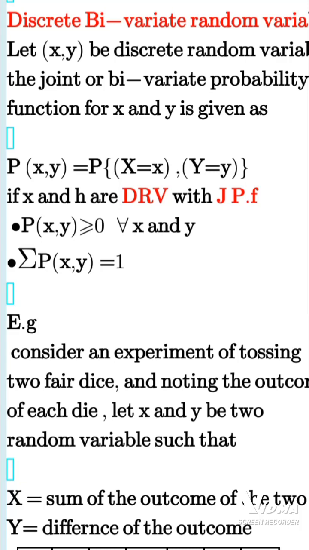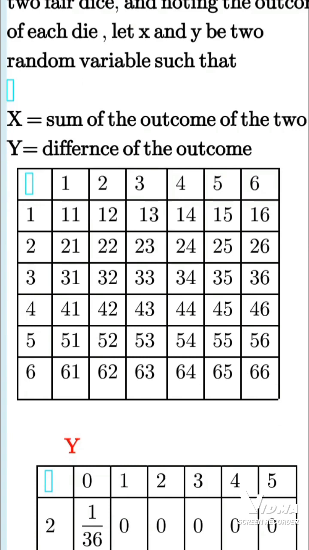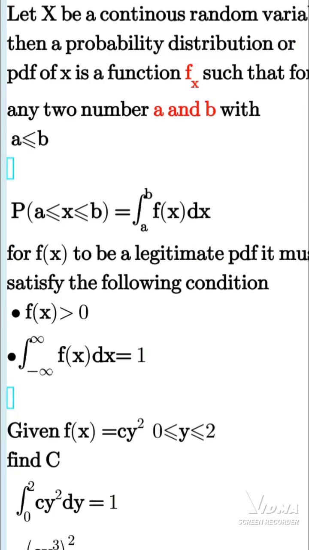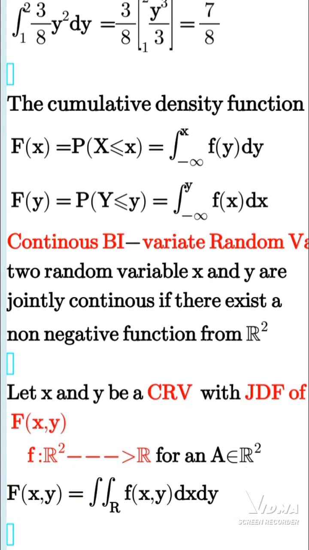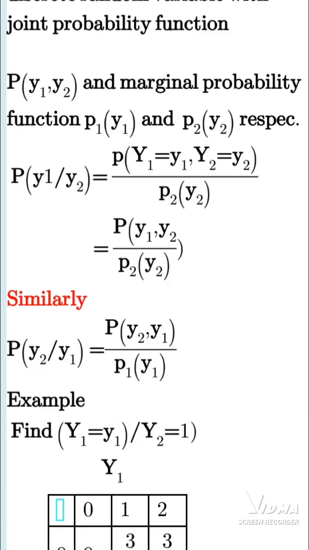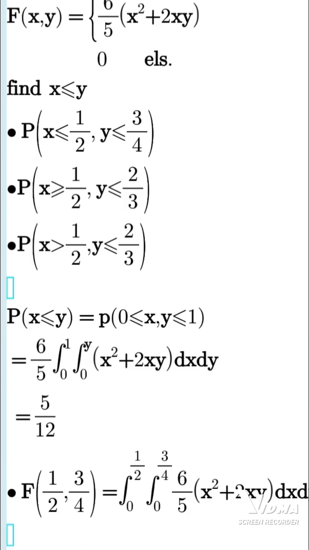Probability, and I'll be viewing discrete bivariate random variable with some solved examples in the class as well. We'll move to continuous random variable, thereafter continuous bivariate random variable. We'll move to joint probability function, then conditional probability with solved example.